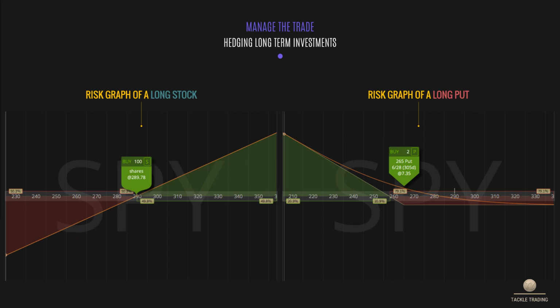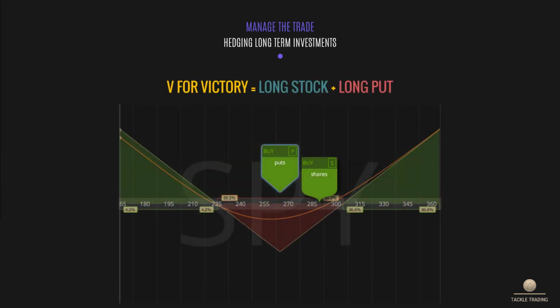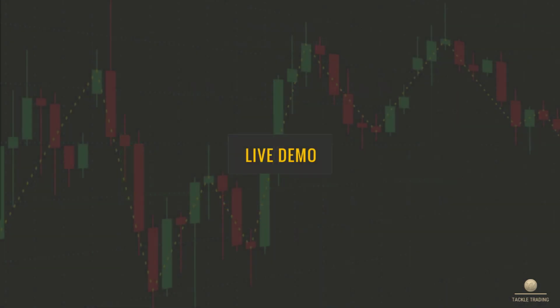But if I marry these two together, if I marry the stock to the put option, the risk graph becomes something of beauty, and that is what we call a V-shaped risk graph, where you make money as it goes down, you make money if the stock goes up, but you do not make money. In fact, you'll lose the premium on the option if the stock stays sideways. So a much better way to manage long-term investments is to not use a stop loss, but use the secondary market, the derivative market known as options, to buy put options to protect that investment. Let's go live and let's do a couple examples.